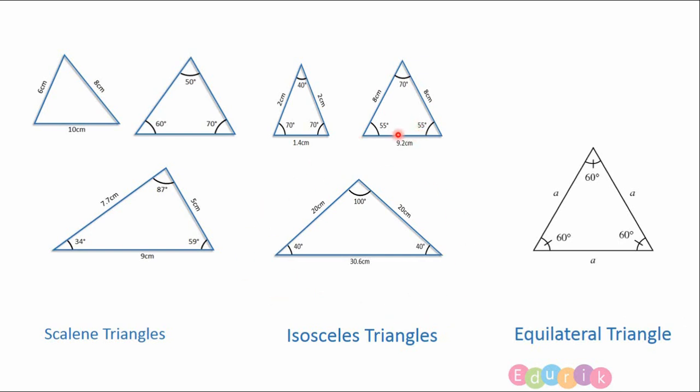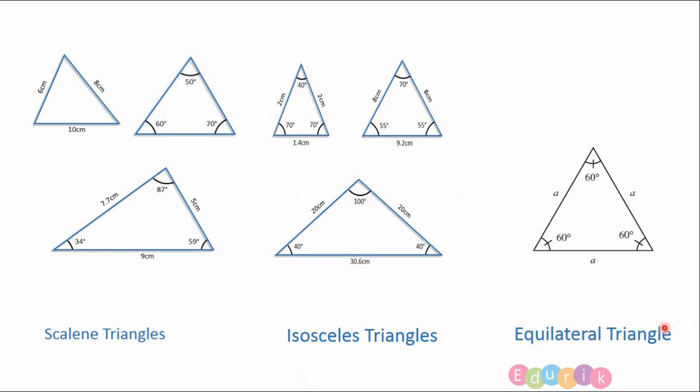Similarly, we say that this triangle is an isosceles triangle because here we have got both the angles as 55 degrees. Don't worry about this third angle. It might take any value. If any two angles are same or if any two sides are of equal length, you can say that the triangle is isosceles. Similarly here we have got 2 centimeter, 2 centimeters, 70 degrees, 70 degrees. So this triangle is also isosceles.